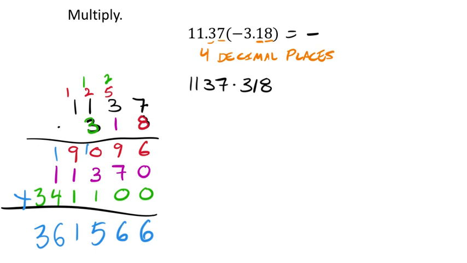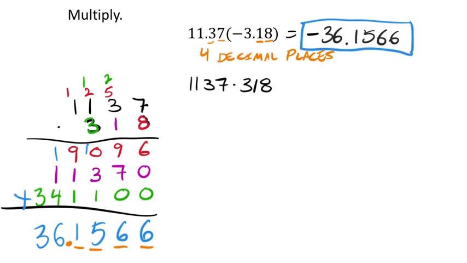But it is not 361,566. So don't think that this is done, because remember, we were dealing with decimals in the beginning. Remember these 4 decimal places? I now need to apply those 4. Now starting on the right, you'd have 1, 2, 3, 4 decimal places, which means the decimal needs to go here. And that also means that my final answer is not just 36 and 1,566 ten-thousandths, but it's negative. Remember, our answer is going to be negative. So we have negative 36 and 1,566 ten-thousandths. And that is our actual final answer.